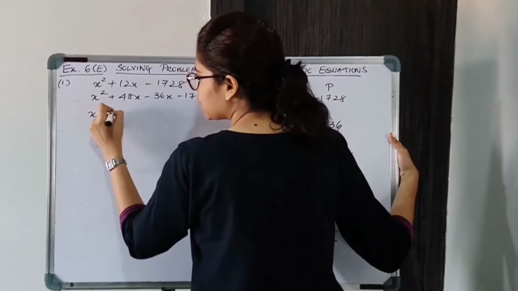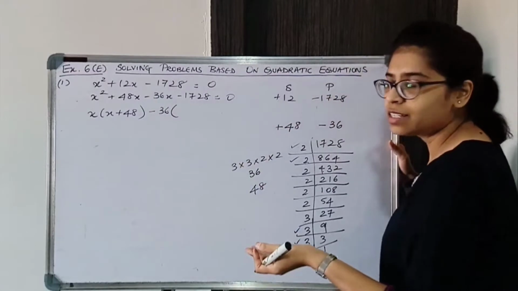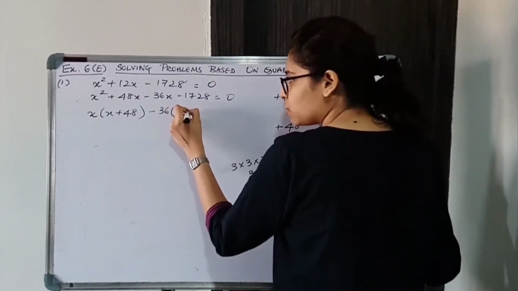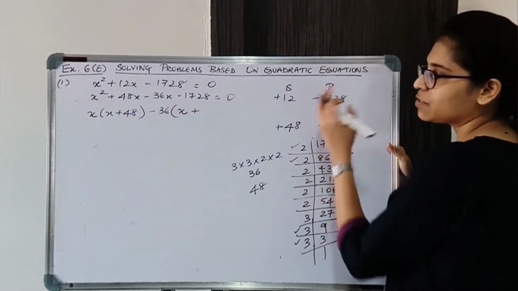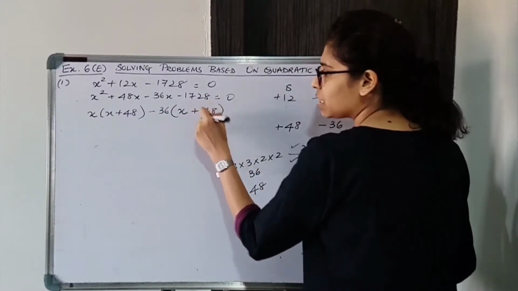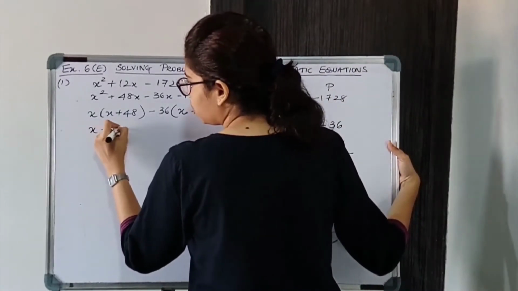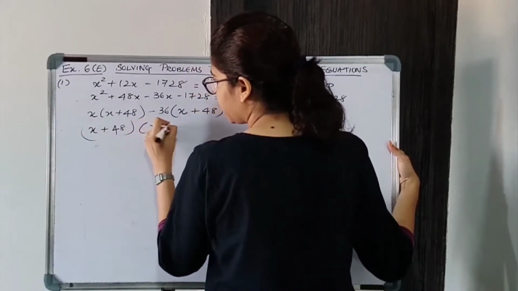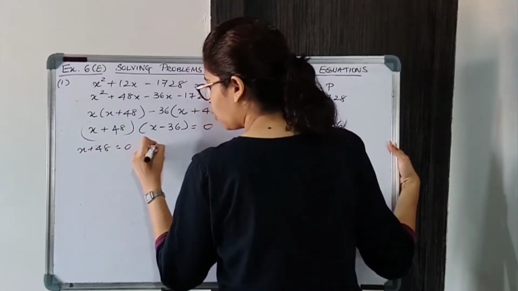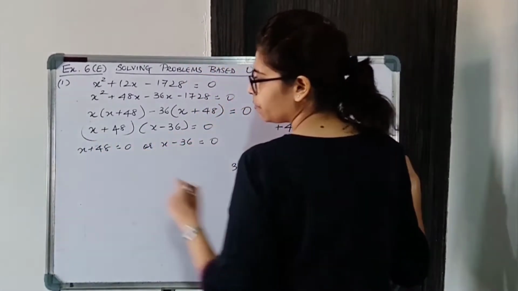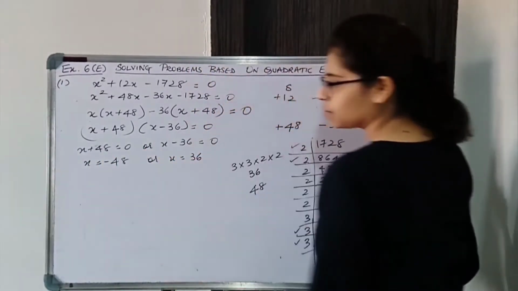Taking x common, x plus 48. Taking minus 36 common, signs change हो जाएगा inside the bracket. X will become positive. This will also become positive. 36 into how much? We know 36 into 48 gives 1728. So 48 will remain inside the bracket is equal to 0. So x plus 48 into x minus 36 is equal to 0. So x plus 48 is equal to 0 or x minus 36 is equal to 0. So x is equal to minus 48 or x is equal to 36.